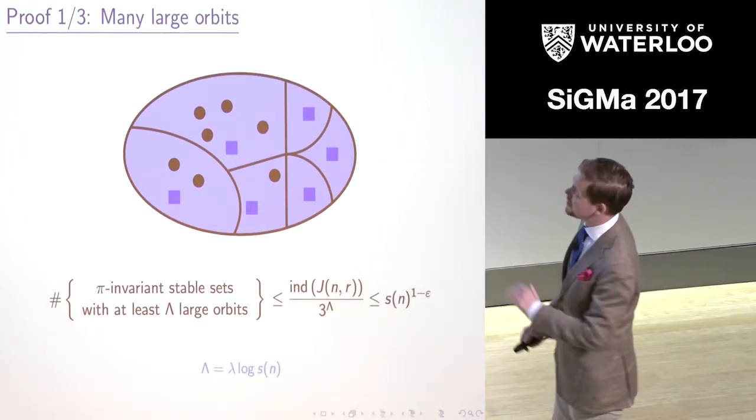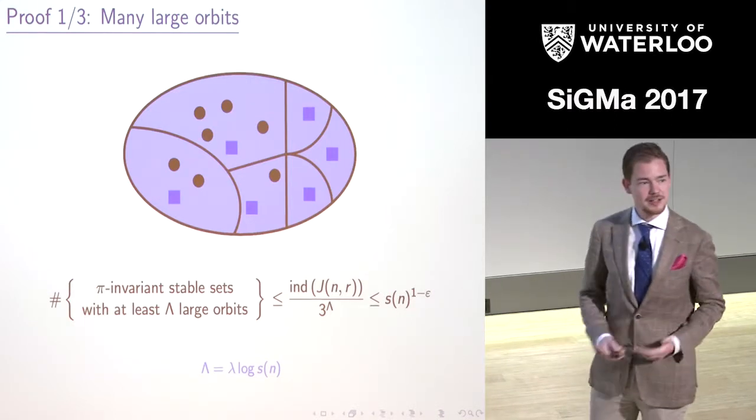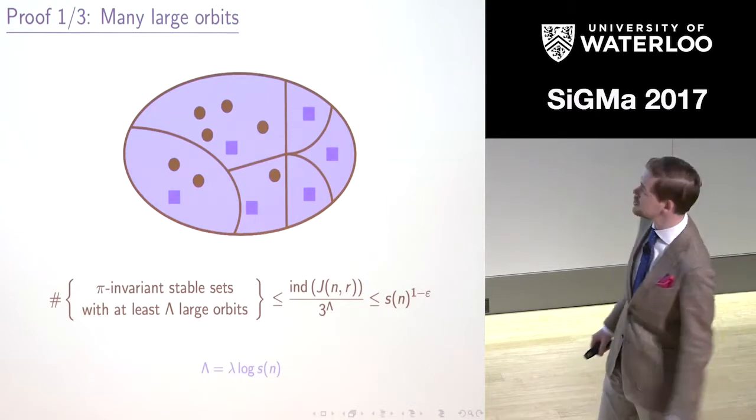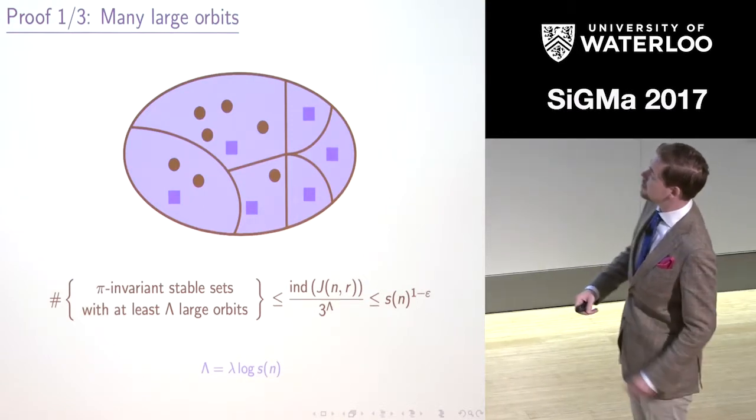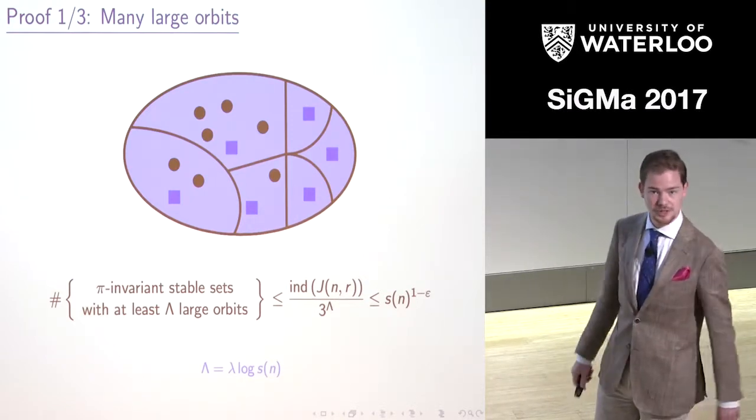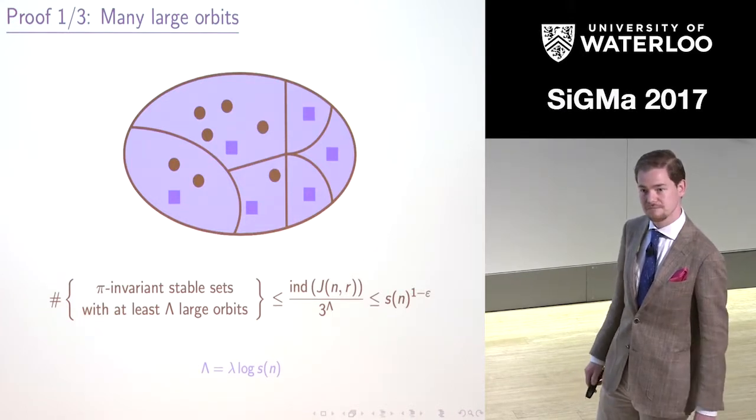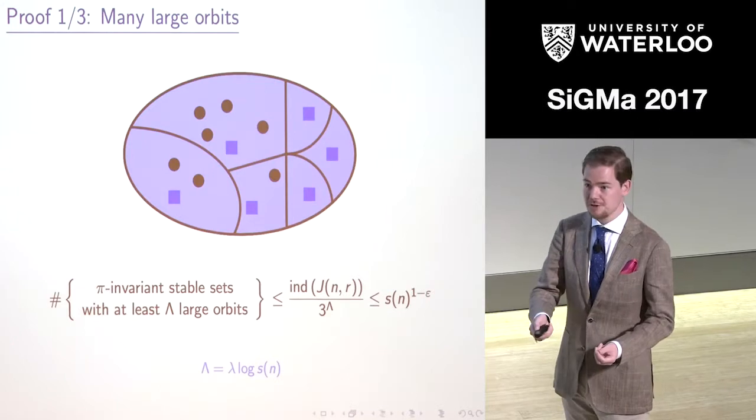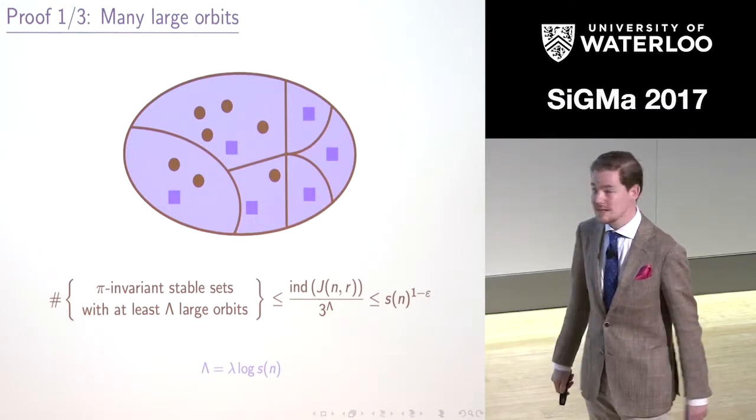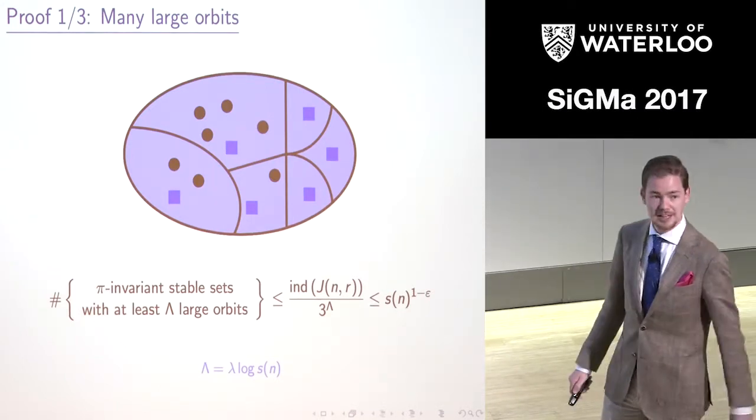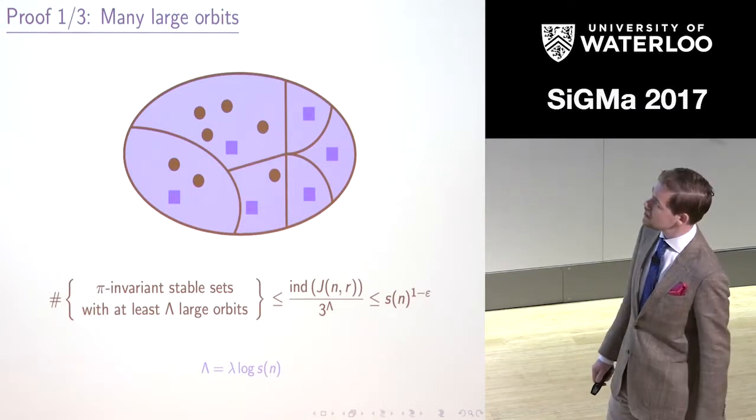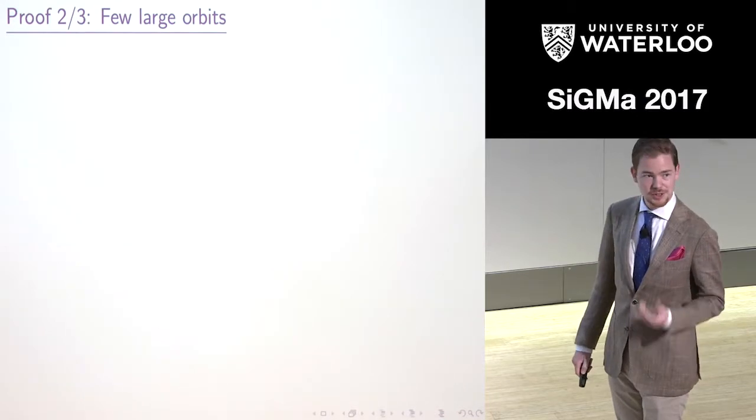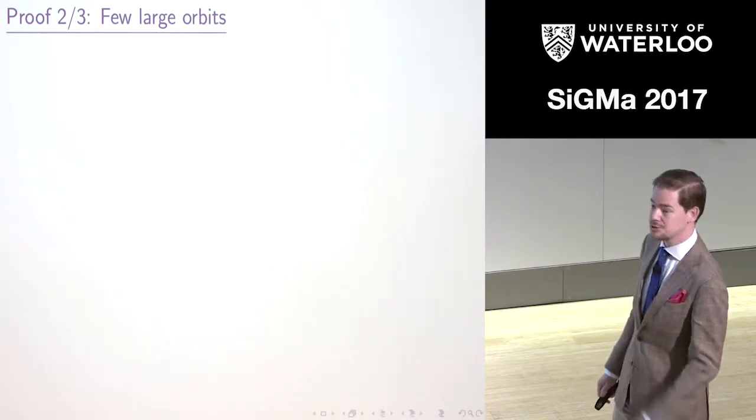If you pick this capital lambda as something like a constant times the logarithm of the number of sparse paving matroids, then the upper bound becomes exponentially smaller than the number of sparse paving matroids. This would be sufficient to plug into our general theorem and give the result we want, at least when there are many large orbits. Of course, we have to work a bit harder when there are few large orbits. Then we cannot do this nice trick.